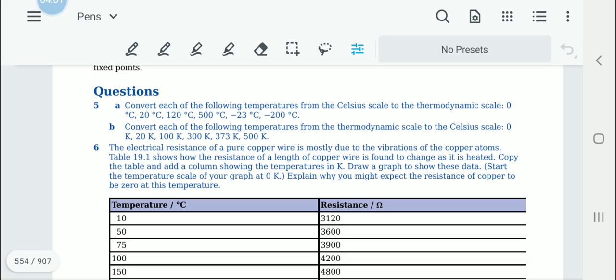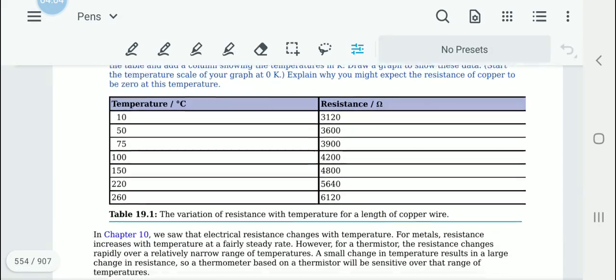Please do question number 5 and 6. We will discuss the questions at the end of the lesson.